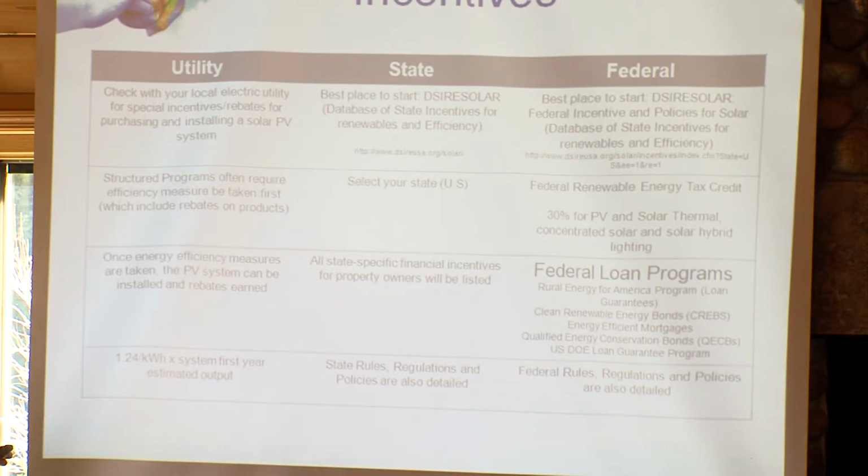There's the Rural Energy for America Program, which is loan guarantees. There's clean renewable energy bonds, energy efficient mortgages. Yes, there is a green mortgage. You can get up to $8,000 above whatever your mortgage value is to do energy efficient upgrades or include them in the build out of your new home. I'm not sure what the rate is though. There's qualified energy conservation bonds and U.S. Department of Energy loan guarantee programs. So there's a lot out there. I could talk for 3 hours about just that.